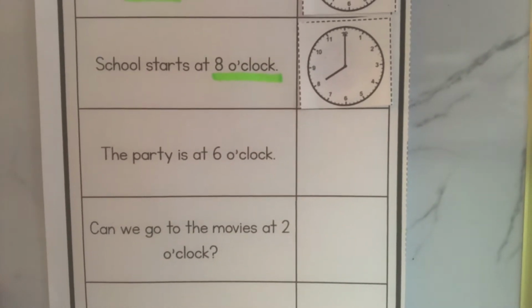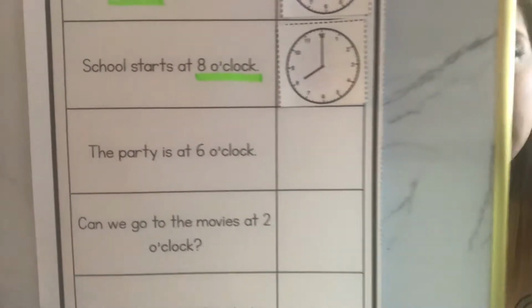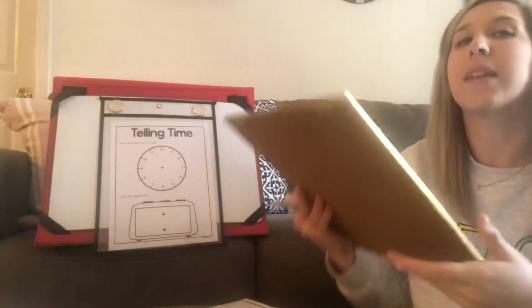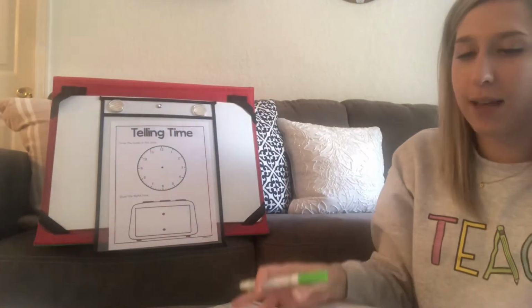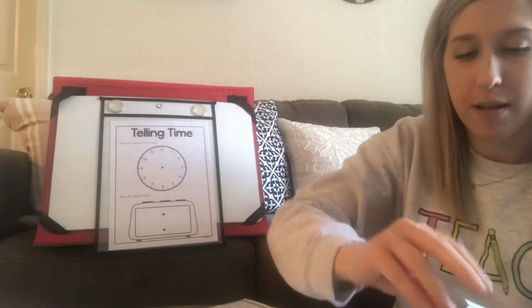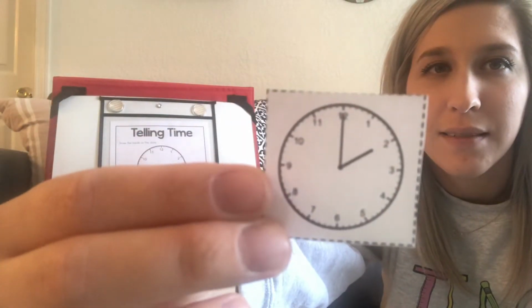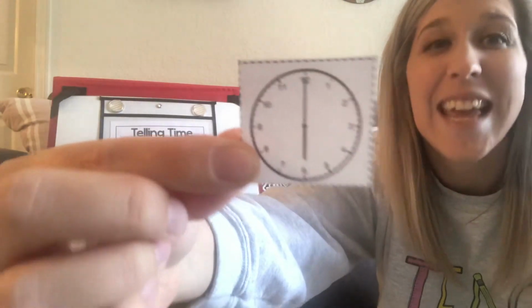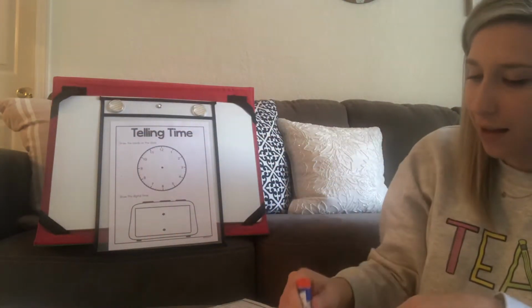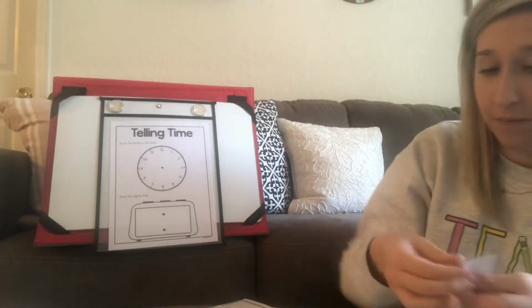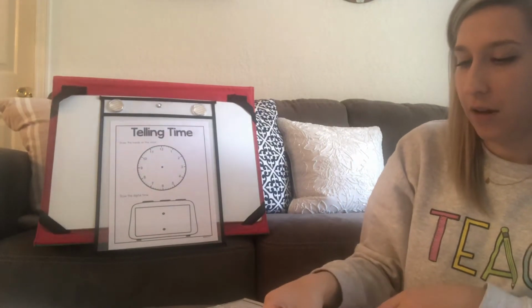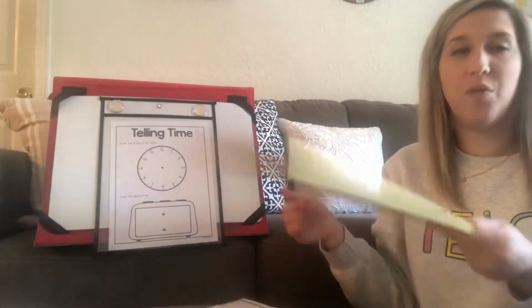Okay, let's read the next one. The party is at 6 o'clock. So what time am I looking for? 6 o'clock. Okay. Does this say 6 o'clock? No. Does this say 6 o'clock? No. Does this say 6 o'clock? Yeah, that says 6 o'clock. Okay, two more for the o'clocks.